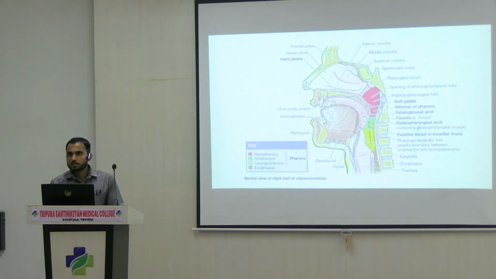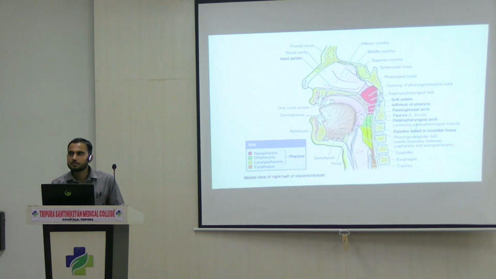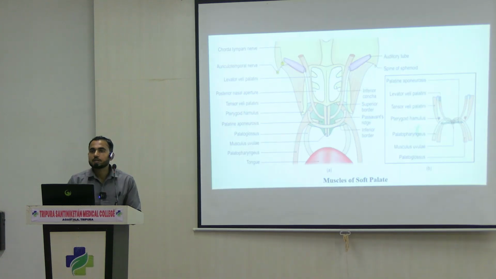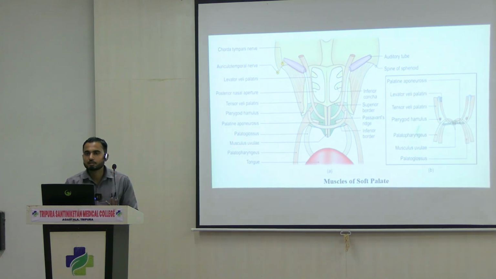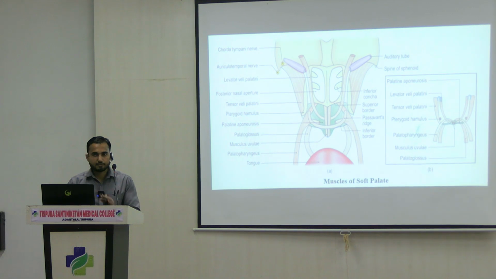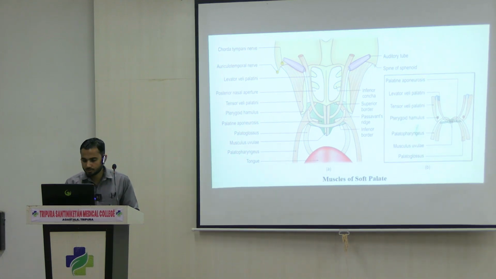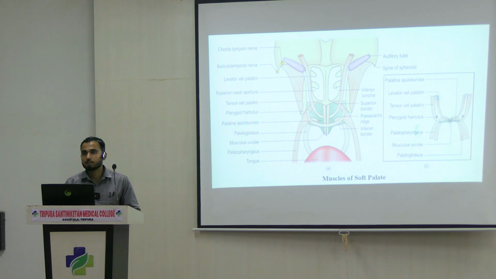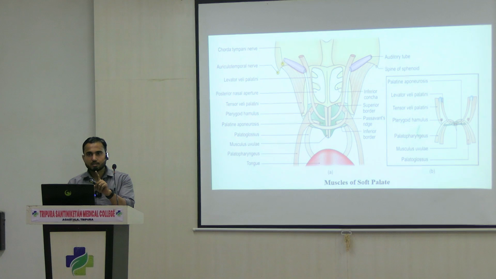Next, in the soft palate, after the aponeurosis, the most important part is the muscles. So how many muscles are there in the soft palate? Total 5 pairs of muscles are there. 5 pairs means total 10 muscles, 5 and 5. Now among them, which are the intrinsic muscles and which are the extrinsic muscles? Only one is intrinsic, remaining all are extrinsic muscles.